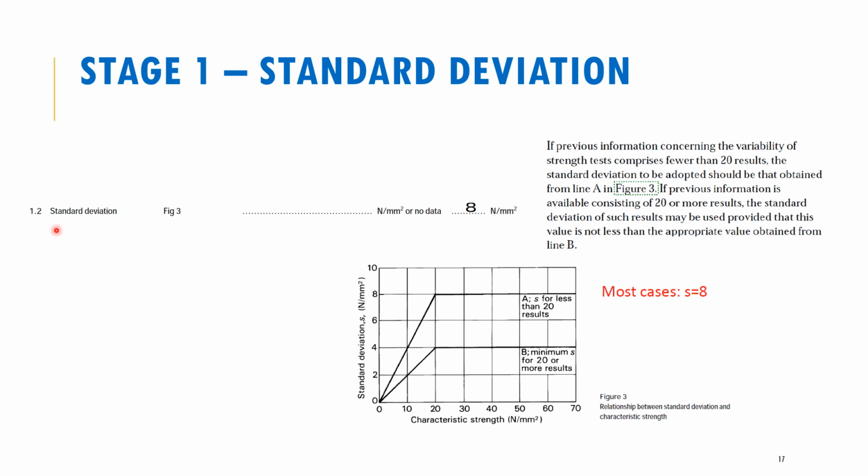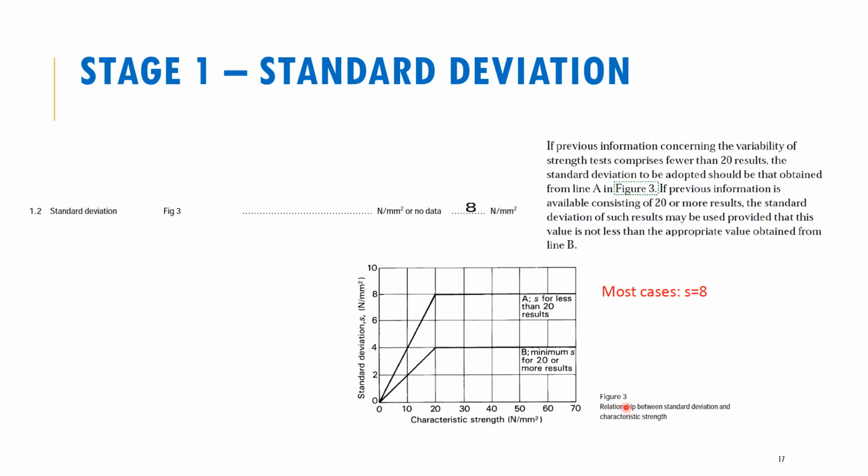So we're still in stage 1. Now we're concerned with the standard deviation. We need this to do a particular computation. We'll see that computation later on. But for now, in the referencing column, it says that we should consider figure 3. I have a screenshot of figure 3 right there in front of you.